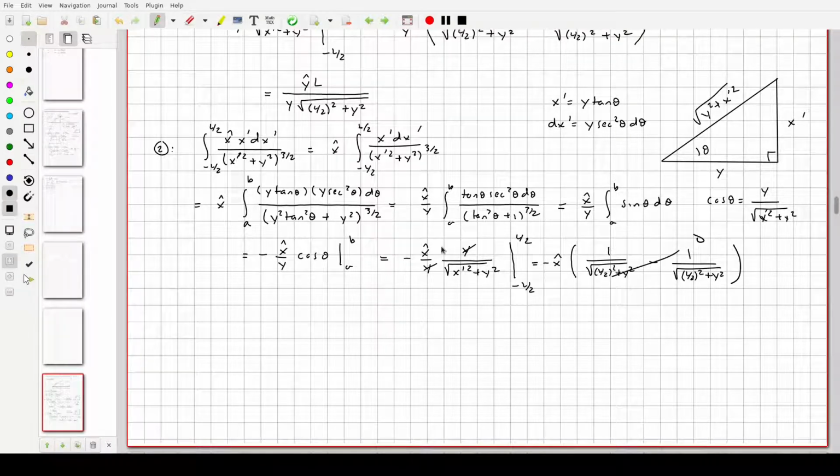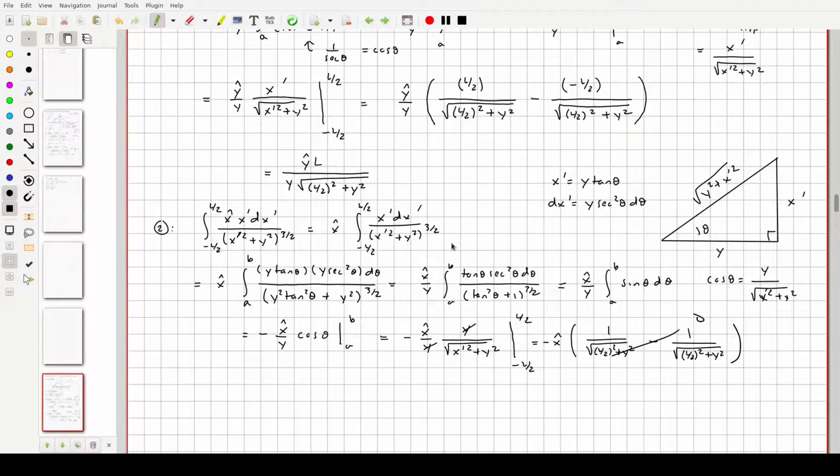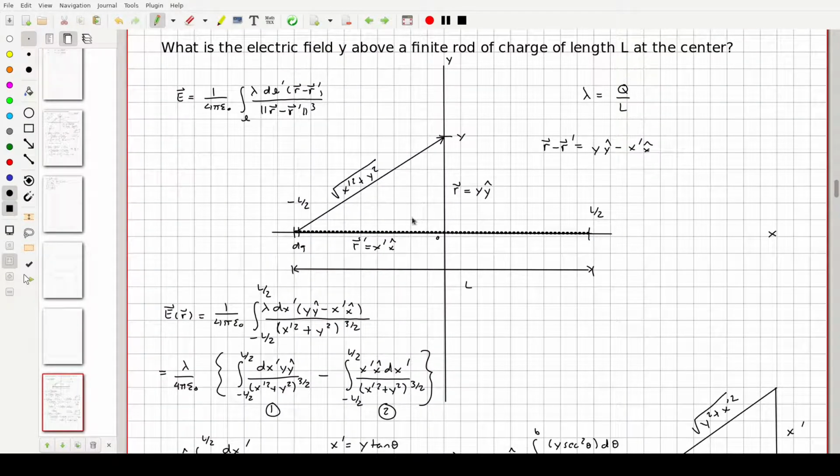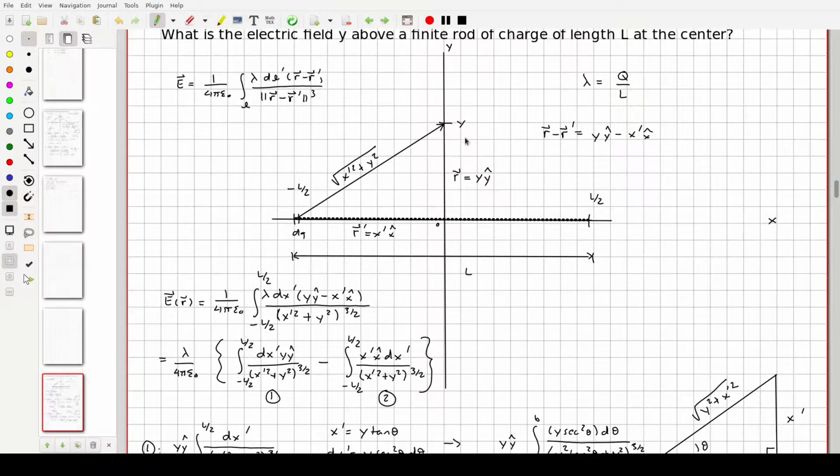That's 0. And again, that should make sense because what's left is just the y part. For every bit of charge we have to the left, that gives us a field that points this way. We have a bit of charge to the right that gives us a field that points this way. So the x parts of the field cancel, giving us just the y part.